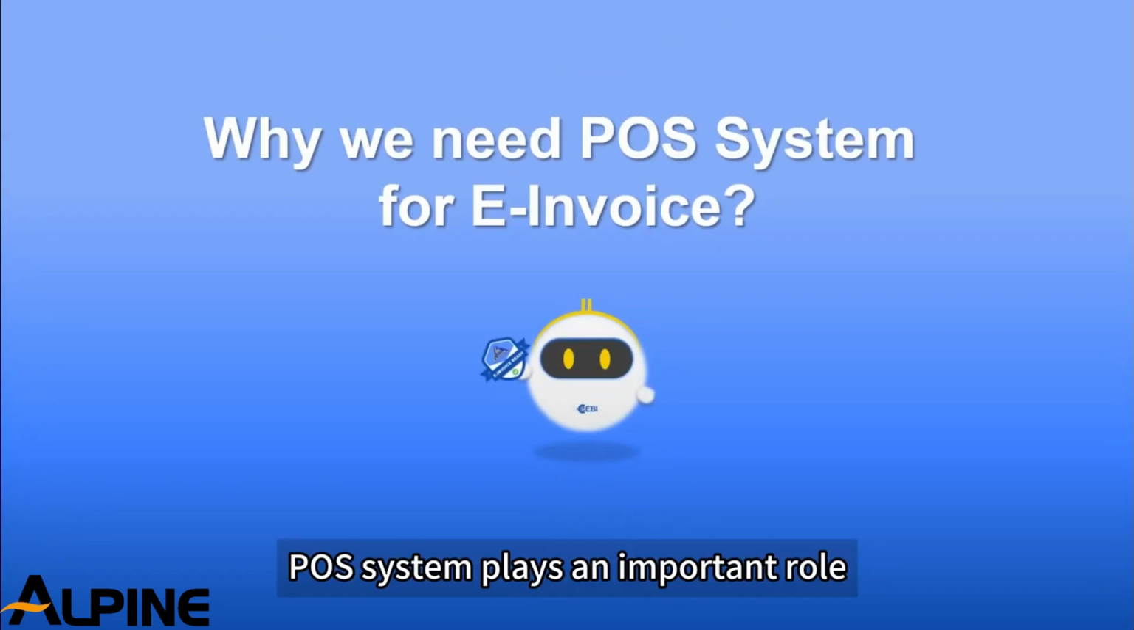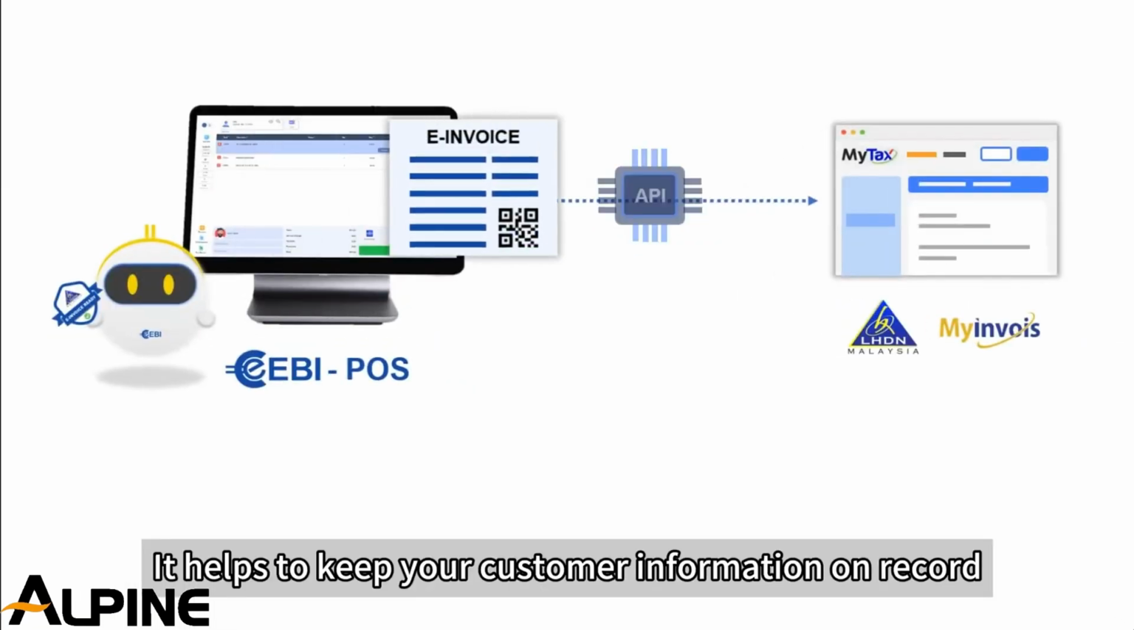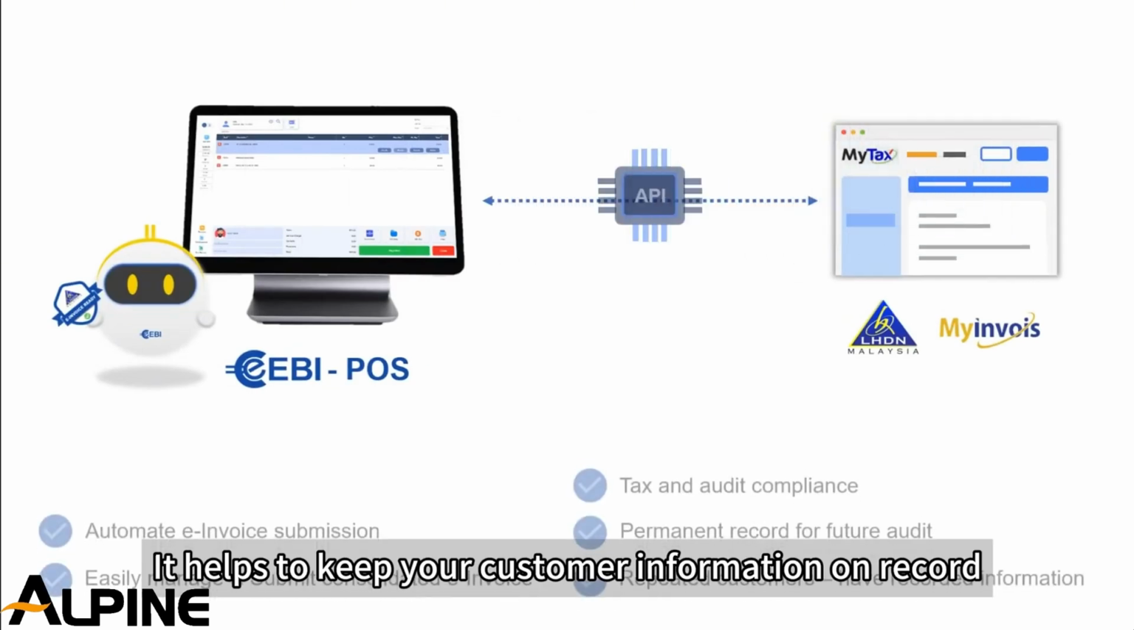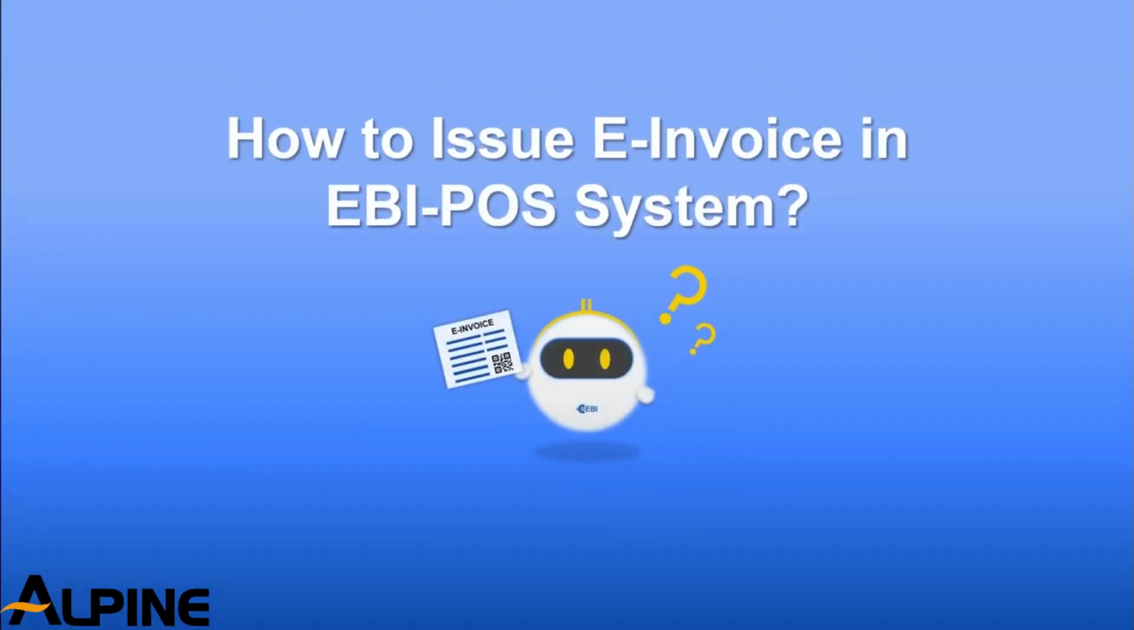POS system plays an important role for your business in the E-Invoice era. It helps to keep your customer information on record, automate the submission of E-Invoice as well as the update of E-Invoice status. How to issue E-Invoice in EBI POS system.